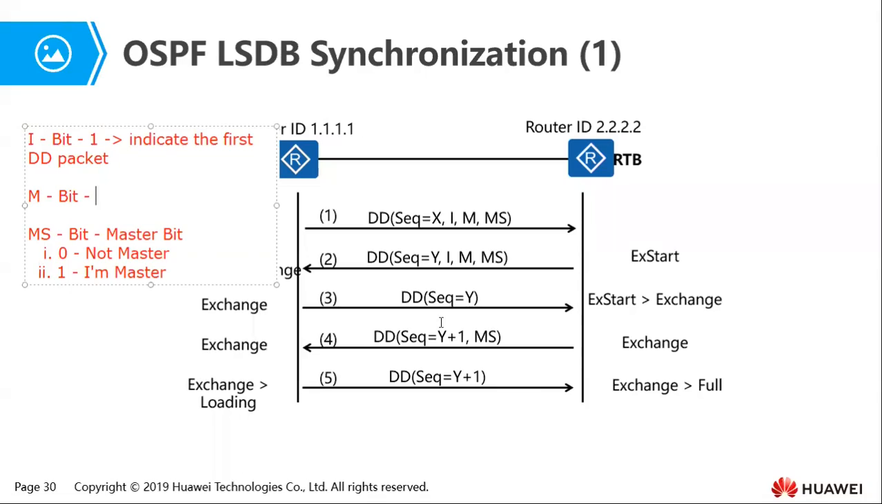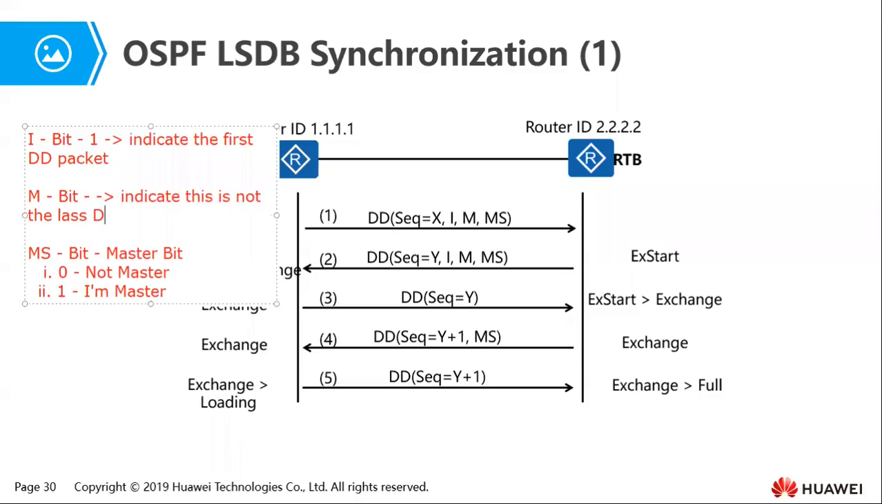Then the M-bit. The M-bit is used to indicate that we need more DDD packets to be sent. It simply means that this is not the last DDD. So we need more DDD packets to be sent. That is when the M-bit is set to 1. So that is the I-bit, M-bit, and MS-bit.